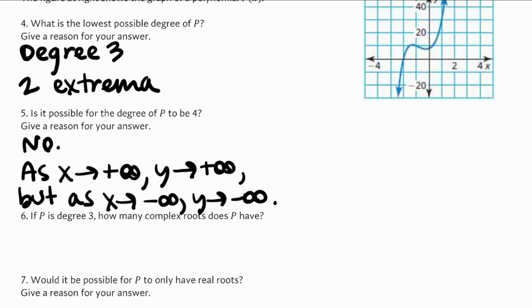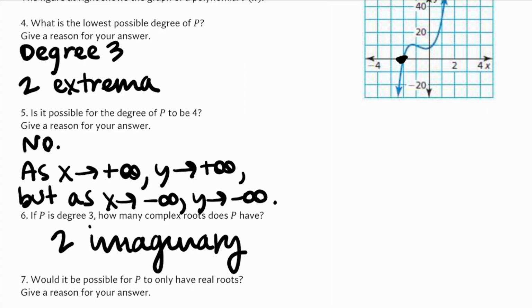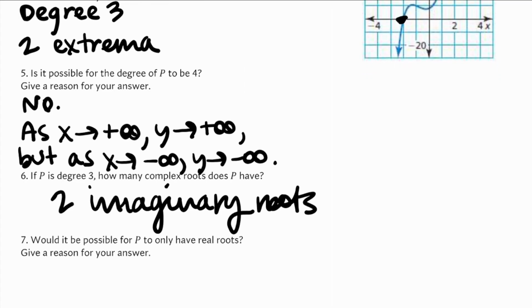If p is degree 3, how many complex roots does p have? Well, I can see 1 visible x-intercept, so that's 1 real root. And it's going to be a single root because the graph is passing through confidently. So if that's the case, then there's going to be 2 non-real complex roots is probably what I meant to ask. I wasn't really thinking about the fine print when I wrote this, but 2 imaginary roots. Because really all roots are complex roots, because all numbers are complex numbers.